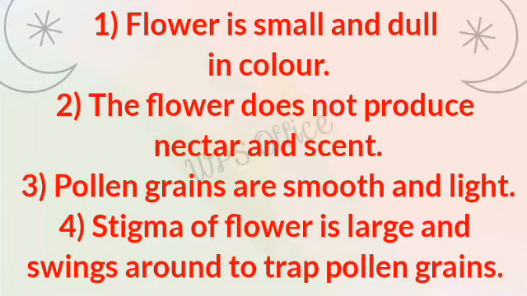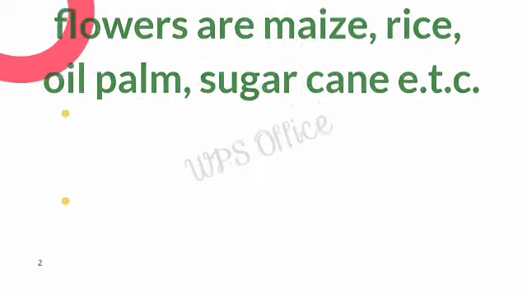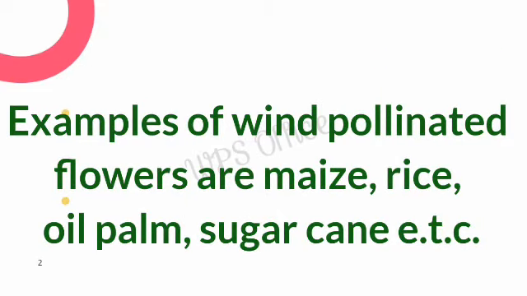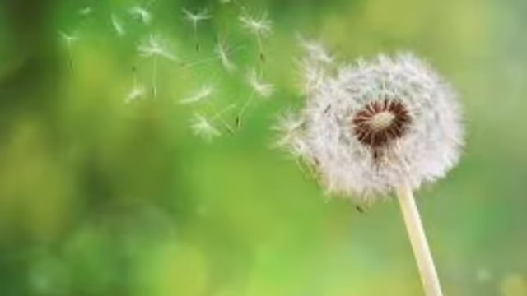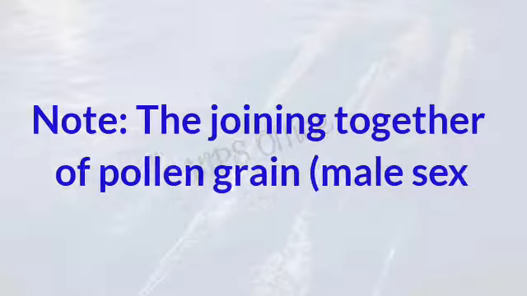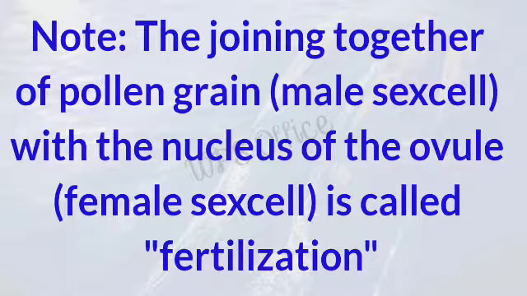4. Stigma of flower is large and swings around to trap pollen grains. They swing around because of the wind to trap pollen grains. Examples of wind pollinated flowers are maize, rice, oil palm, sugarcane. So these are various examples of wind pollinated flower. Now this is a picture showing wind pollinated flower. Lovely, right?